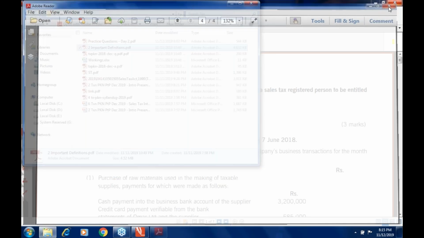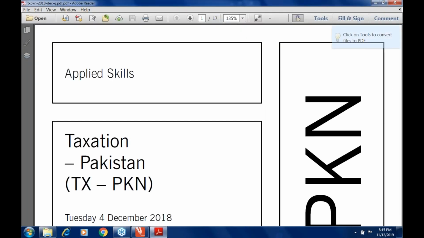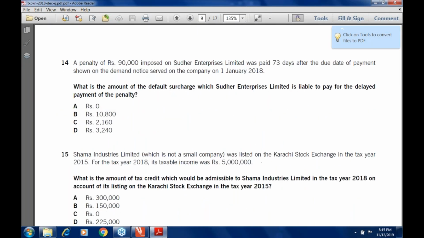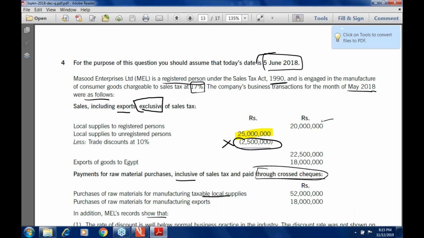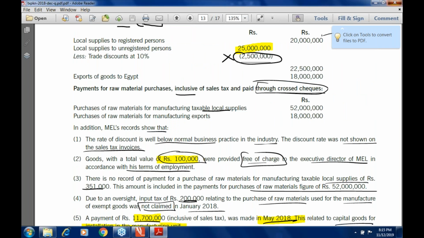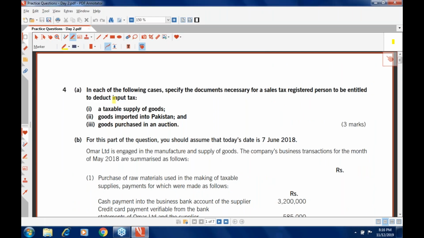Then we moved to a question of December 2018 of the ACCA F6 taxation examination. We talked about question number 4, and we attempted that specific question. I'm now going to move forward and discuss the other questions.